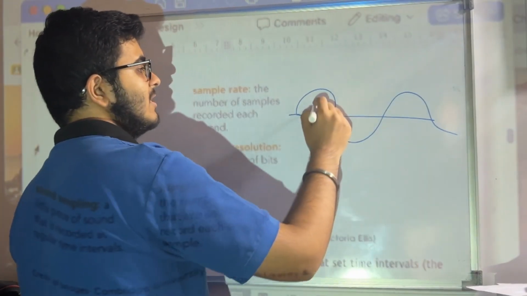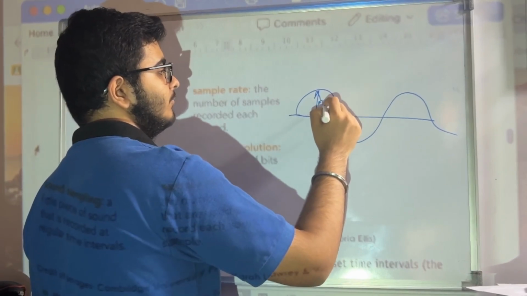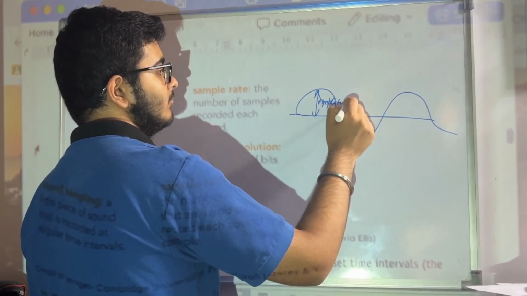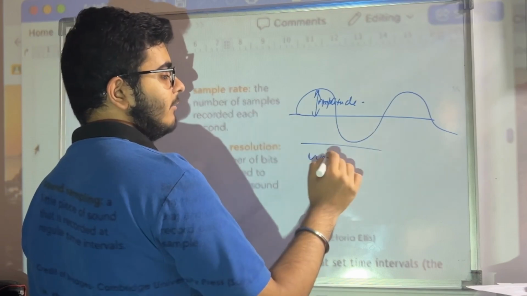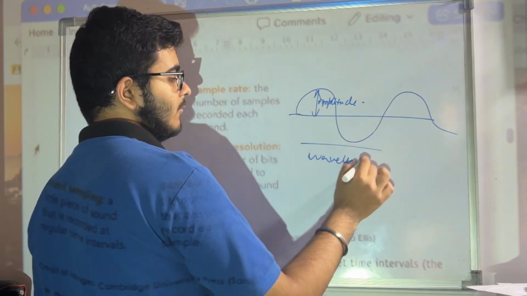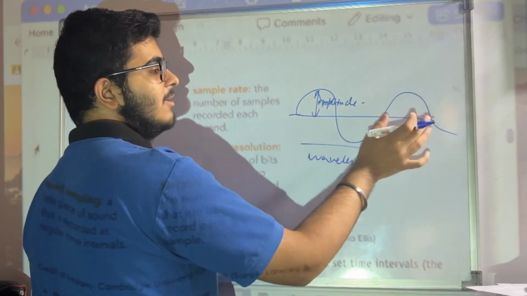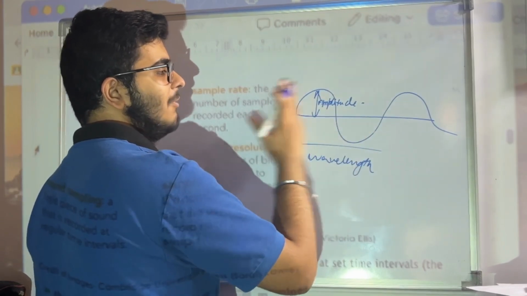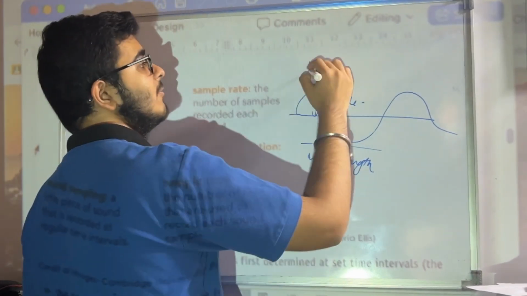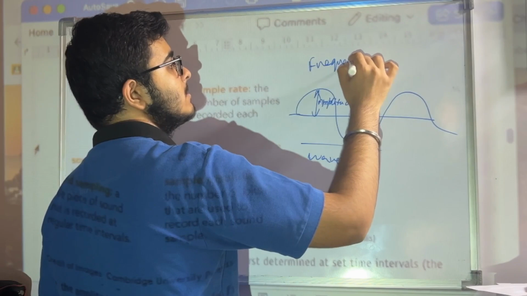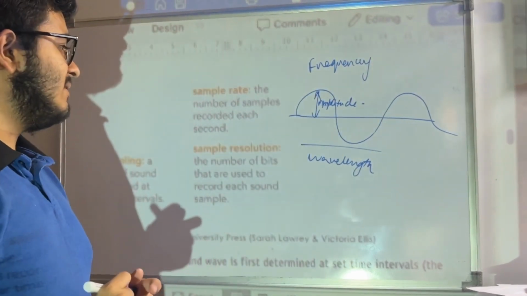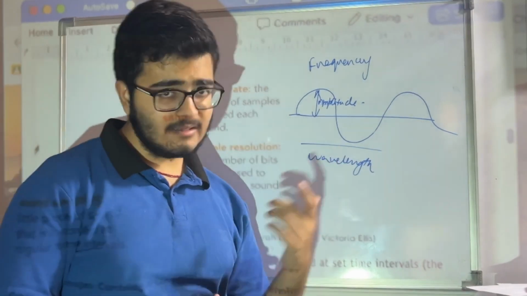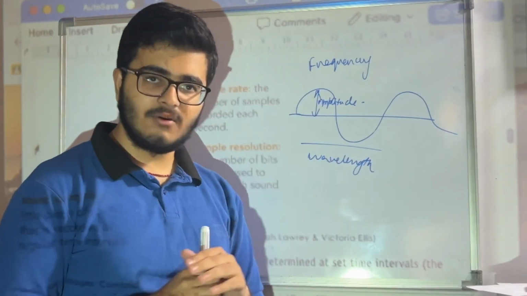What happens is, this is known as my amplitude. This is known as my wavelength, from this point to this point. And the number of waves produced, this is a full wave, right? So the number of waves produced in 1 second is called frequency. We call them oscillations, right? So these three things are there. The computer stores these three things of the sound file, and that's how it saves the sound file.